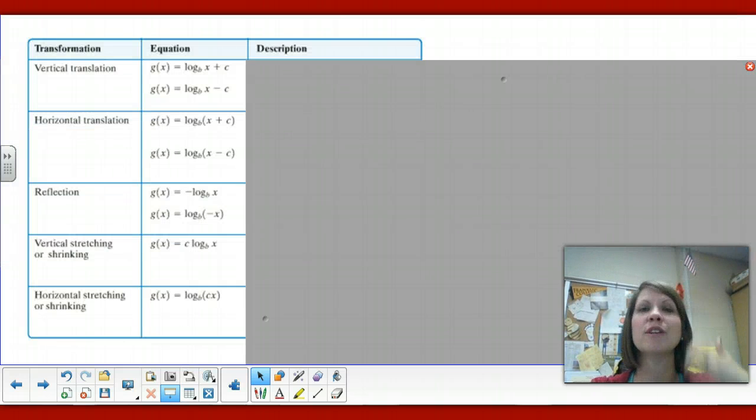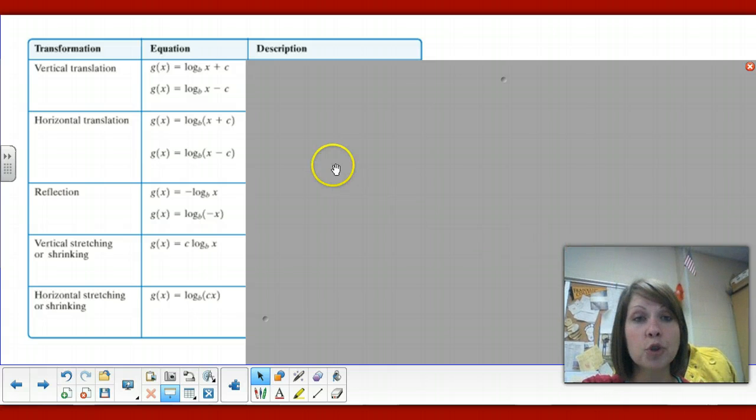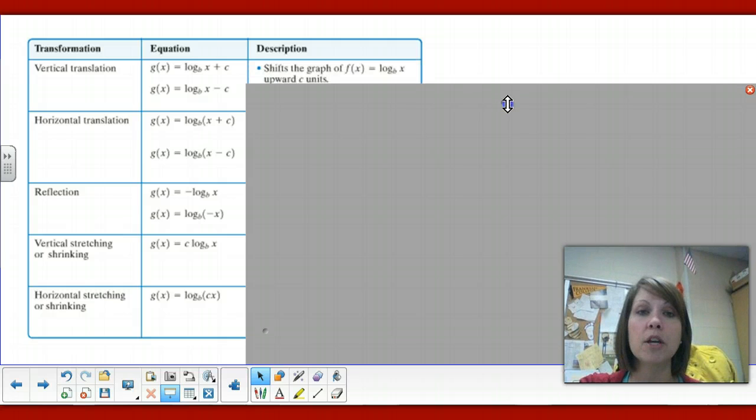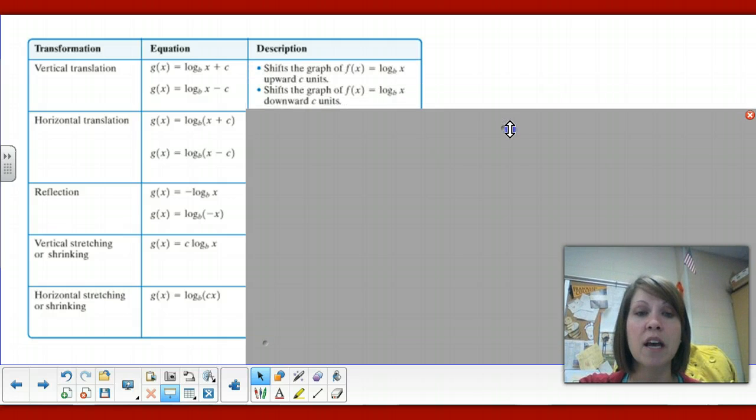Okay, transformations are coming back. Transformations are not going to go away from us. But you need to feel good about the fact that they stay the same from function to function, from absolute value to polynomial, even linear, even though it's kind of hard to see with linear, square root functions, exponential functions, now logarithmic functions. So if you're going to have a vertical translation, if you add or subtract outside of the function, in this case outside of the logarithm, okay, going to shift the graph upward if we add, going to shift it down if we subtract.